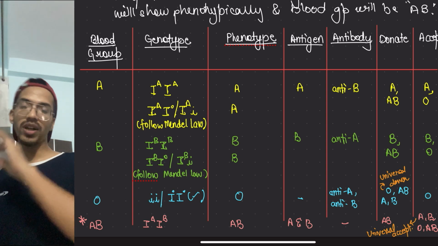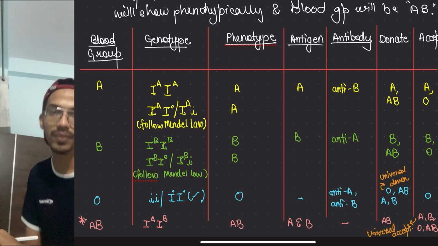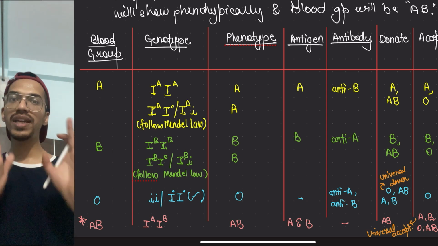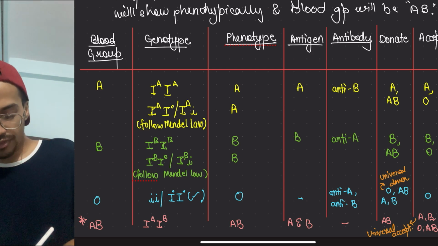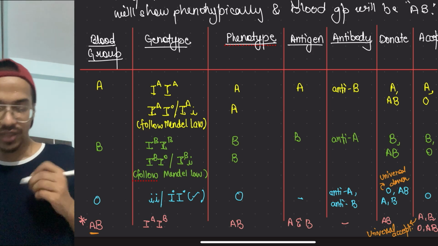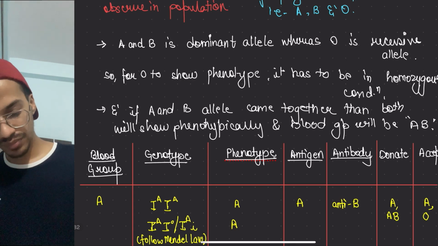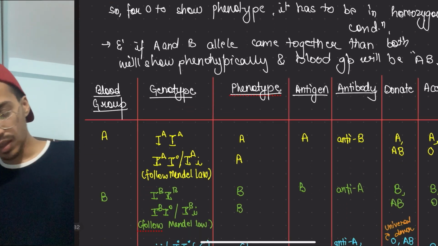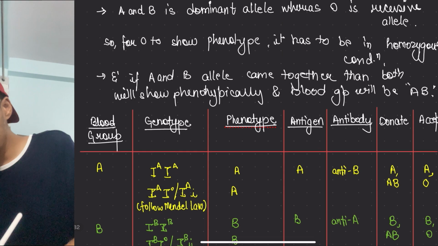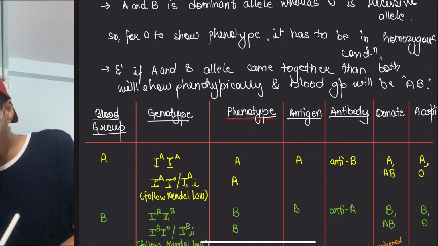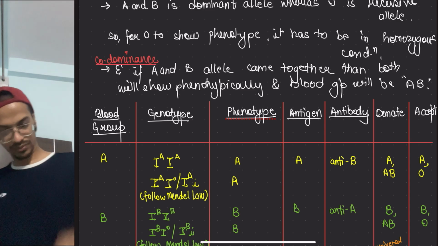Let's come to another special thing about AB. Now AB is showing its effect. Means if AB blood group is there, both alleles individually show their effects. So this is a feature of what? Codominance. So this is the feature of codominance.